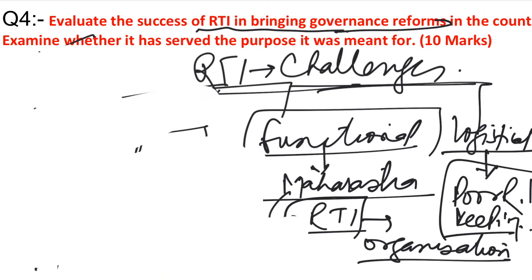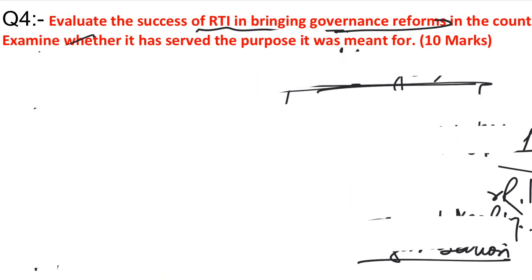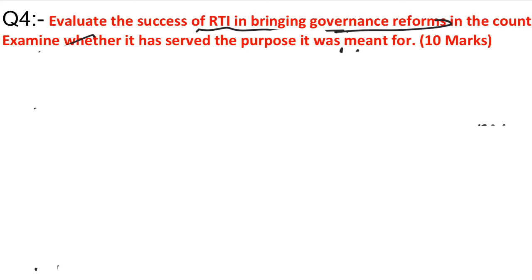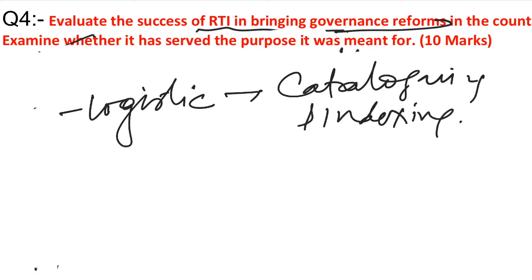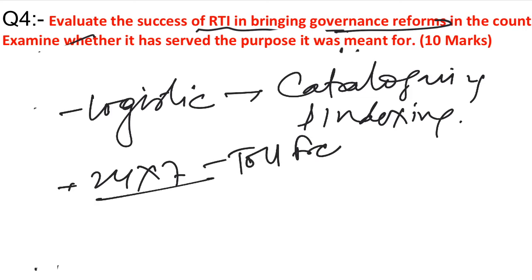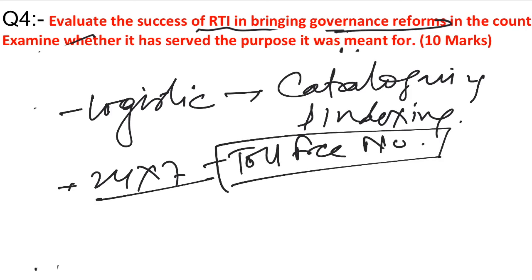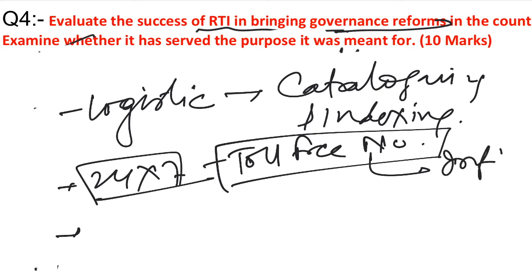Then yes, you can say that proper training and strengthening of the regional organizations can be done. For record keeping, you can talk about strengthening logistics, and you can strengthen it by cataloging and indexing of records. You can say in Bihar there is a 24 into 7 toll free number. Usually when you call, they will not receive, or the number is busy, but there is a toll free number where you can access information under RTI 24 into 7.